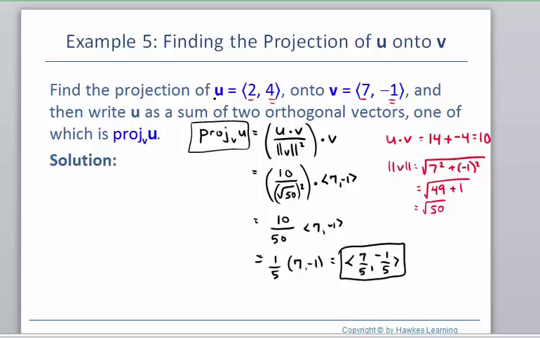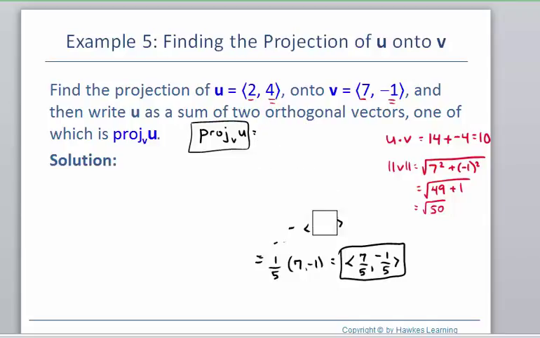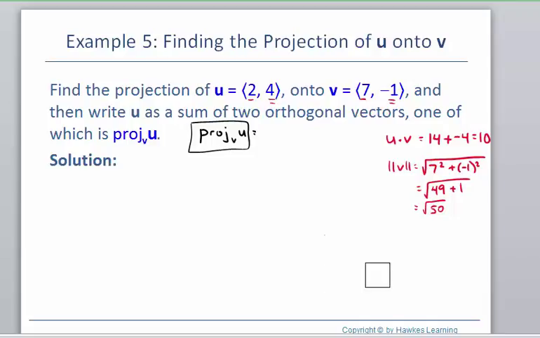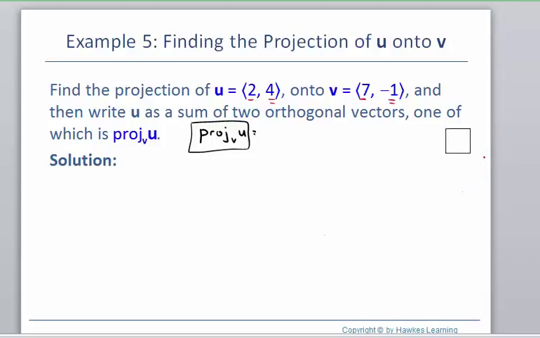Okay, so I'm going to erase so that we have a little bit of room, and then we're going to work on the next part of this problem. So I'm just going to write our answer down here so we have that. And it's 7/5 and negative 1 over 5.